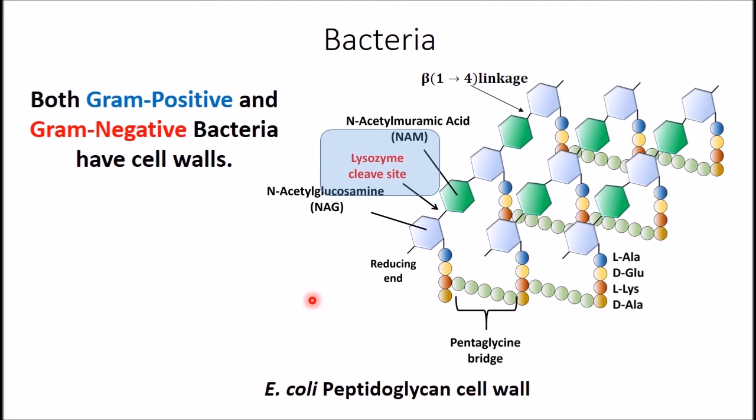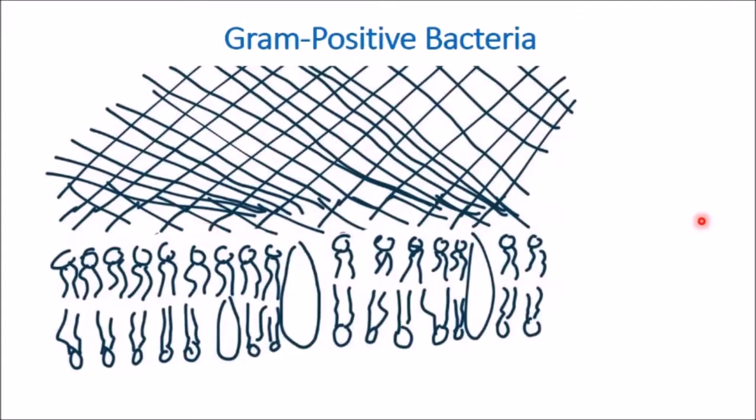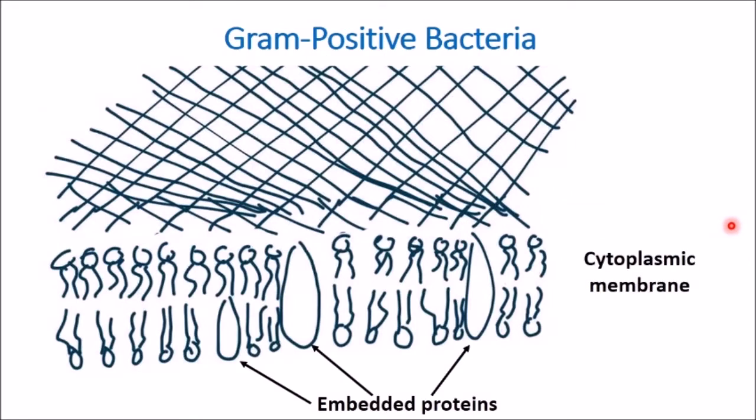Now, what we'll move on to is how the gram-positive and gram-negative bacteria differ in general, as well as in the cell walls. They actually differ in the extent to which the cell wall is present. So here's gram-positive bacteria. What you find here is embedded proteins, a cytoplasmic membrane, and a peptidoglycan cell wall. There's one thing to note about this cell wall. It is hugely thick, very, very thick. And that's one of the structural identifiers of gram-positive bacteria, this thick peptidoglycan cell wall. Another thing that's important about this structure here, they have a cytoplasmic membrane, then a peptidoglycan cell wall.